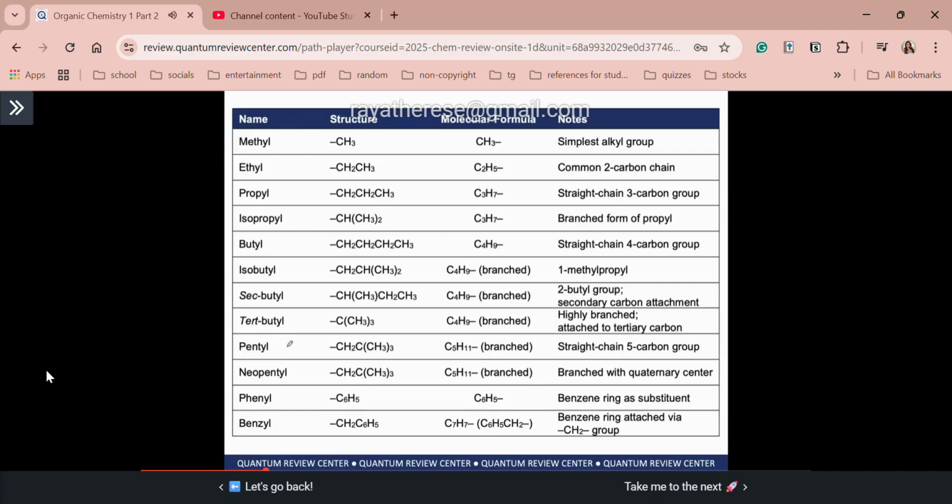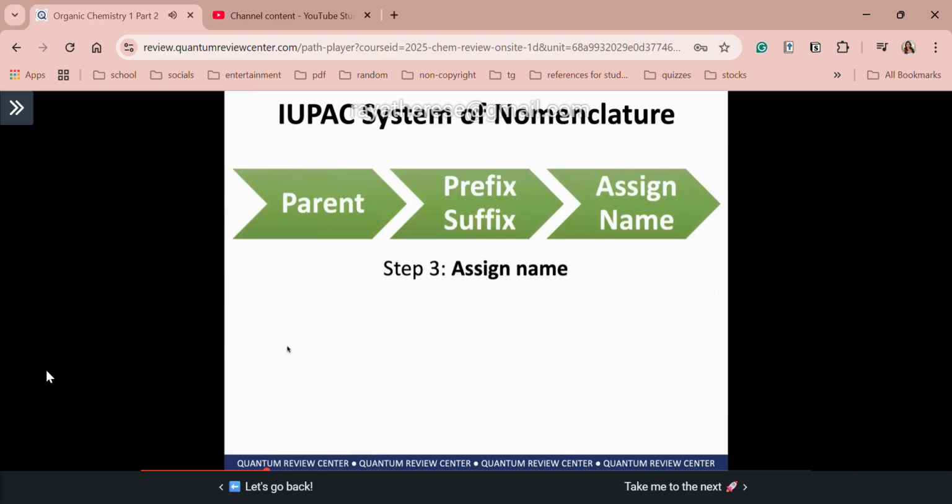Now we arrive at our third step. We will now assign the name. Class, remember, here is our first example. Please find some time or pause the video to guess the nomenclature, or the name, of this organic compound. Again, this is your octane, as we have discussed in step 1. So what's next? Let's check the second step for the substituents.